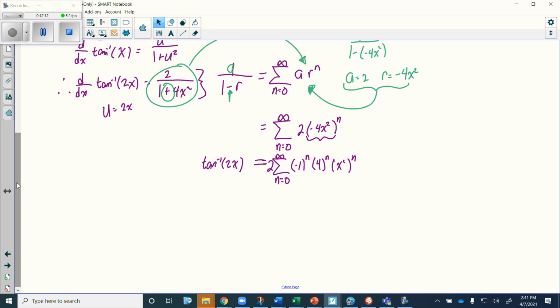So now, getting back on track, once I have this geometric representation, now I have my power series. This is where we're going to actually do the integration of the expression that we have. So let's go ahead and do that.